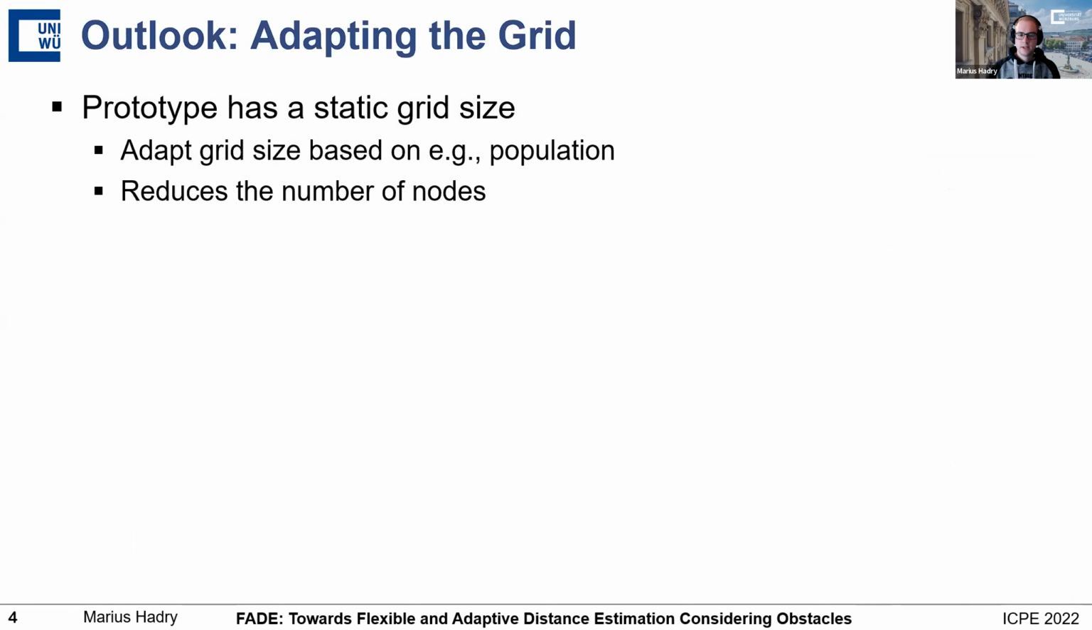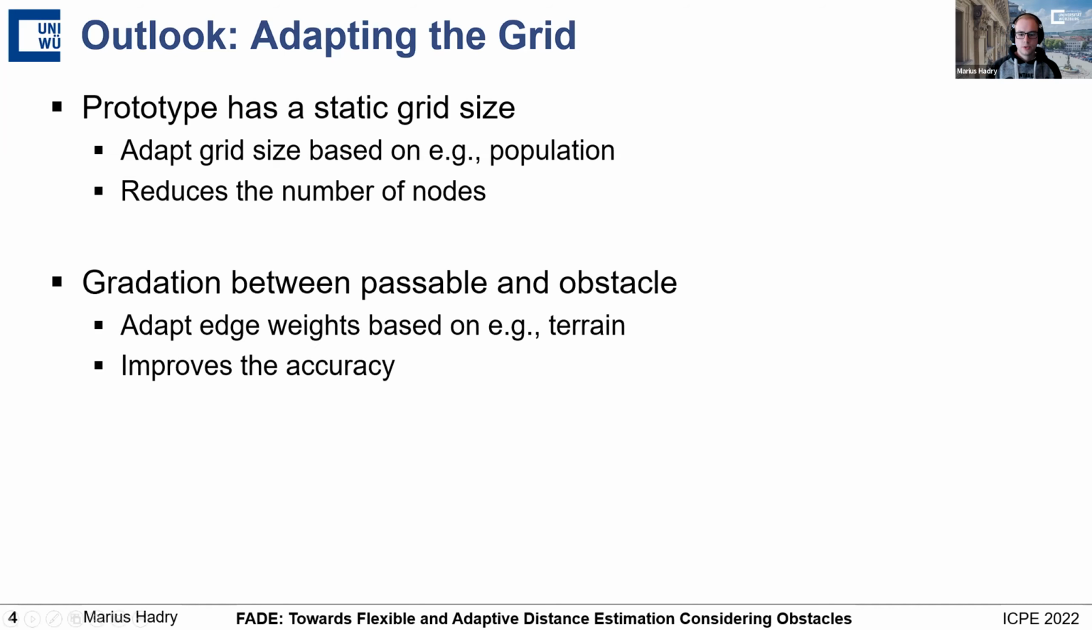Okay, so next I'd like to present the outlook for future work. Currently, our prototype only supports a static grid size, and we plan to adapt the field size within the grid in the future based on different parameters. For instance, we could choose to analyze the population within various fields and choose smaller field sizes within highly populated areas so that we can further reduce the number of nodes in areas that are less populated.